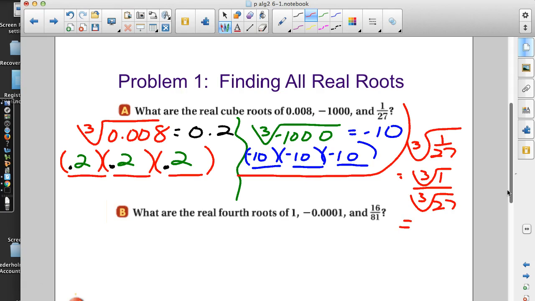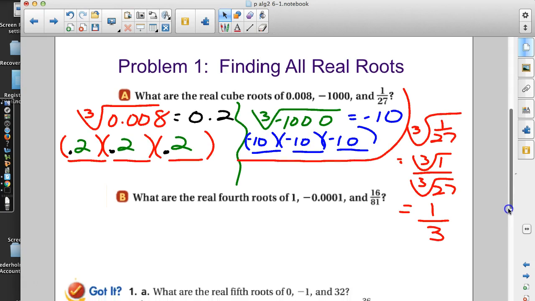3 slots. What do you put in them to get 1? 1 has to be. 1 times 1 times 1. 27. So think about it. It has to be a number small enough that if we take it times itself 3 times it would give us 27. What is it? It is 3. Again, there's no chance that that could be negative, or they would have had us take the cubed root of negative 1/27. They didn't.